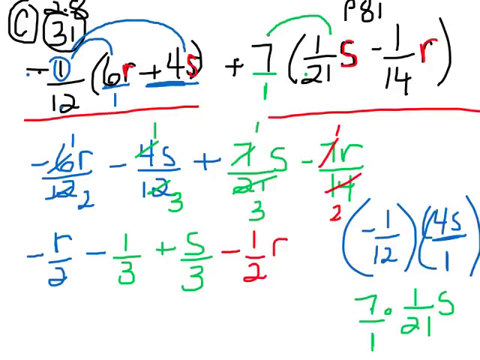Can I combine some like terms here? Or are there some things that are alike? There's s's and there's r's. So I can put the s's together and the r's together. Let's do the r's first. I have an r here and an r here.